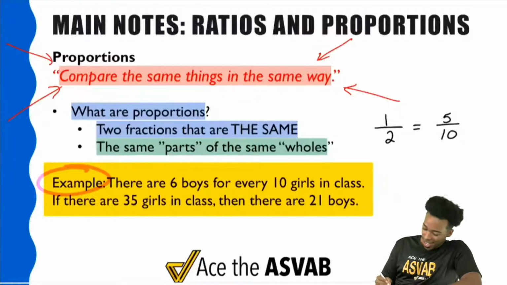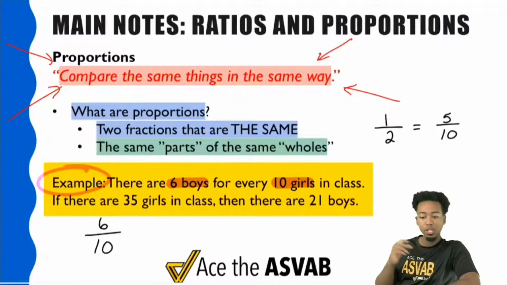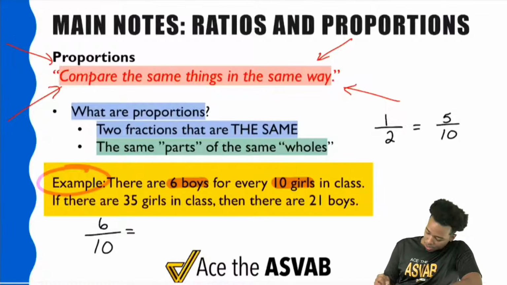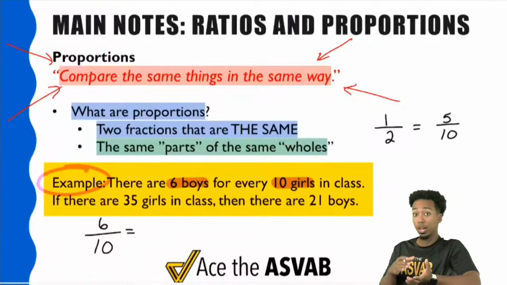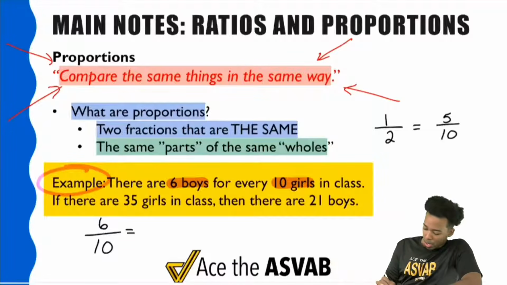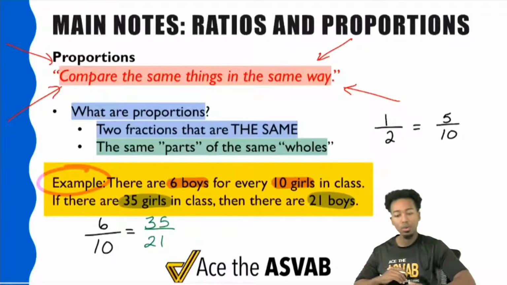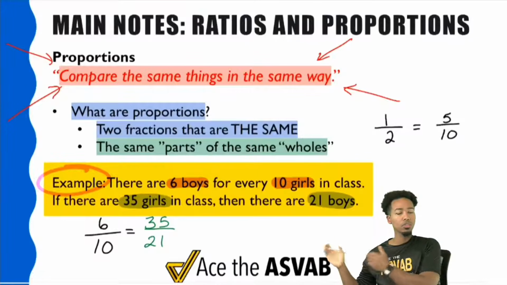So if I look at this and I say, hey, I got 6 boys for every 10 girls in class, I could say we have 6 over 10. 6 boys for every 10 girls. Now, if I keep reading and I want to set up the proportion, I show the other fraction, the other comparison: 35 girls in class, 21 boys. So for that, I'll go ahead and write 35 over 21. Everyone, quick question. Is that appropriate? Is that correct? Yes or no?